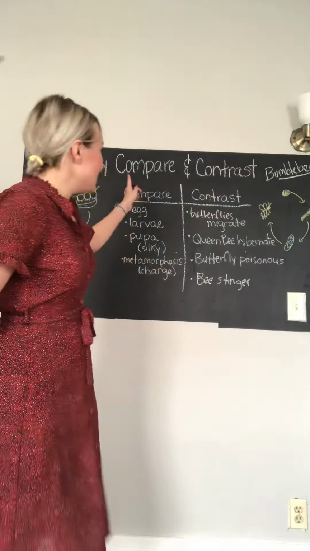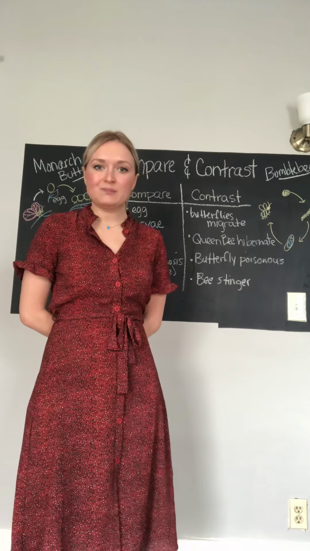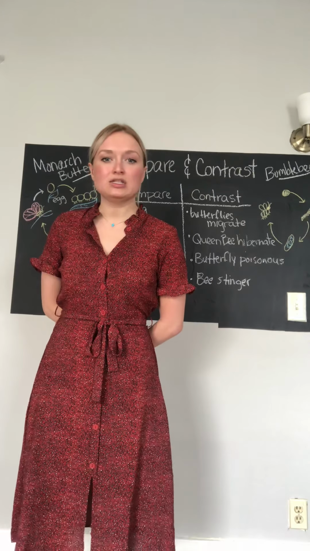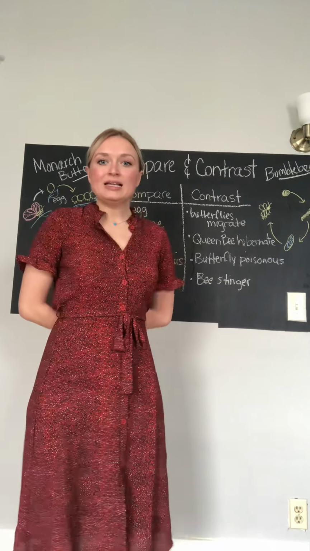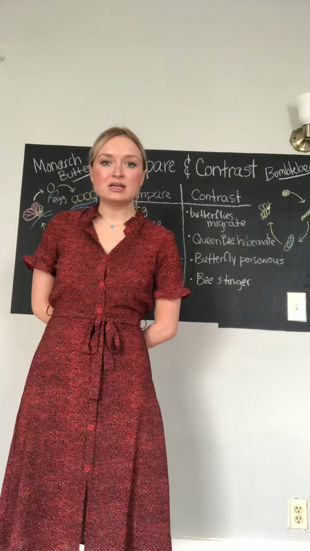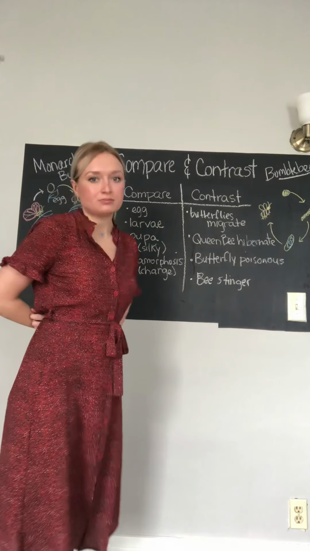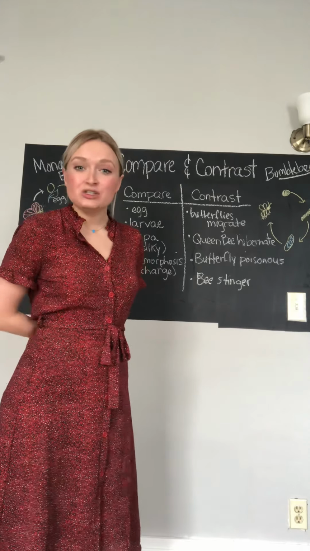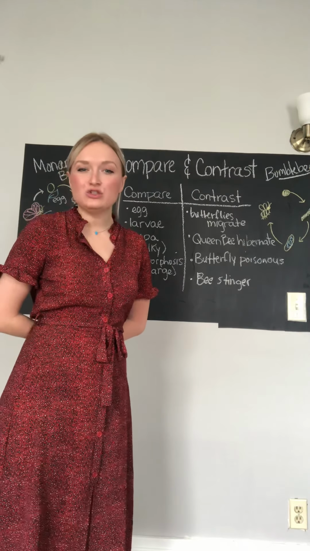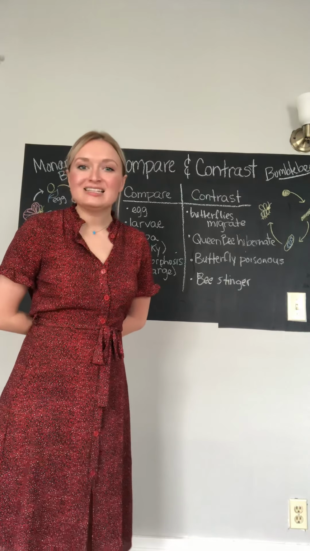So, today we practiced our compare and contrast skills on monarch butterflies and bumblebees. Now there's a lot more information that you can compare and contrast between these two animals. Great resources are available for you to find interesting information that you can add to your very own T-chart. Another thing that is great to do after you create your T-chart of comparing and contrasting details is to create a well thought out and organized paragraph.